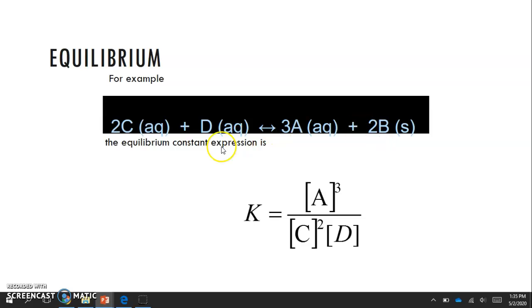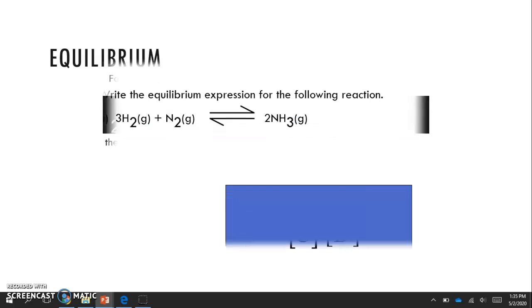That's all you have to do to set up your constant. This is just kind of a plug and chug kind of thing. If you can recognize what goes where and follow the steps, you should get the right answer every single time. Okay, so that's a general setup. Let's look at some actual problems now.